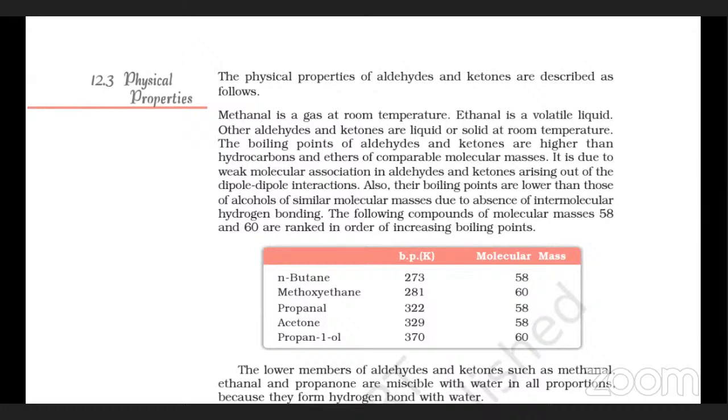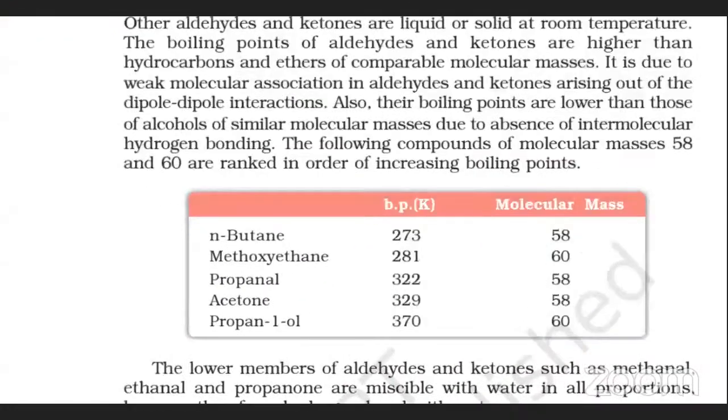ఎక్కువ ఉన్నది. So the boiling points of aldehydes and ketones are higher than the hydrocarbons and ethers of comparable molecular masses. We have taken, once you observe the boiling point of n-butane 273, methoxyethane 281, propanal 322, that is the aldehyde. ఆల్డిహైడ్ ఎంత వచ్చింది? 322 వచ్చింది. But whereas in the case of propan-1-ol, alcohol is higher than all. ఎందుకు ఎక్కువ వస్తుంది? Because of hydrogen bonding. ఇంటర్మాలిక్యులర్ హైడ్రోజన్ బాండింగ్ ఫామ్ చేస్తాయి ఆల్కహాల్స్. అందుకని అవి అంత తొందరగా బాయిల్ అవ్వవు.